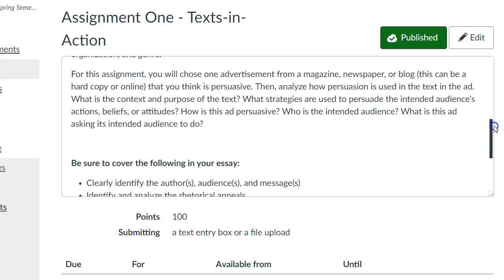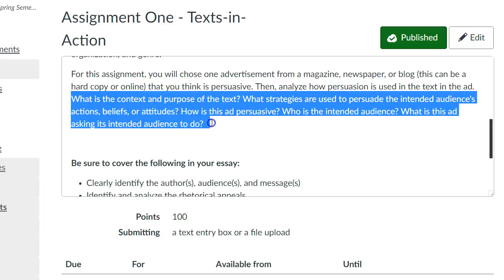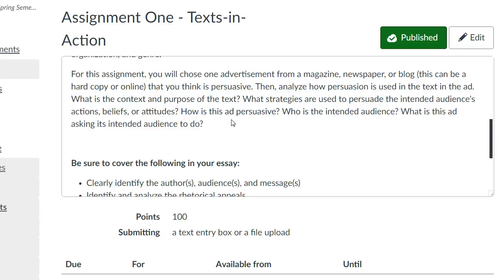So you're going to choose one advertisement, and I want you to choose it either from a magazine, a newspaper, or a blog. It is easiest to choose an advertisement from a magazine or a newspaper. But you can also, if you can find one online, that's fine too. When you choose this ad, and it just needs to be a one-page ad, I want you to answer these questions. What is the context and purpose of the text? What strategies are used to persuade the intended audience's actions, beliefs, or attitudes? How is the ad persuasive? Who is the ad persuading?